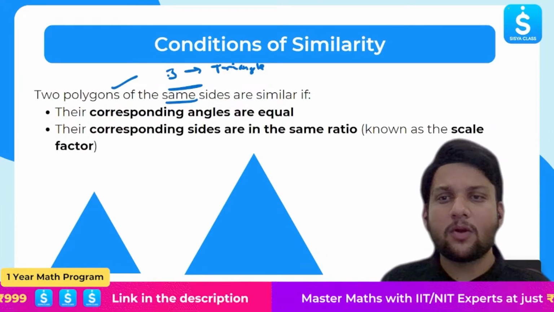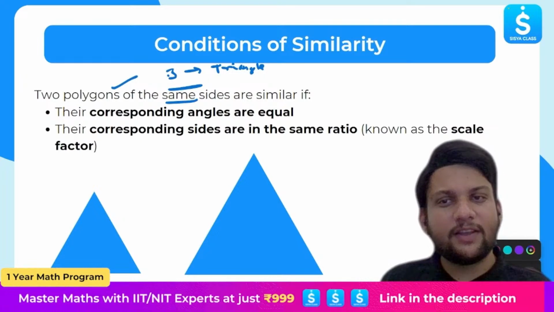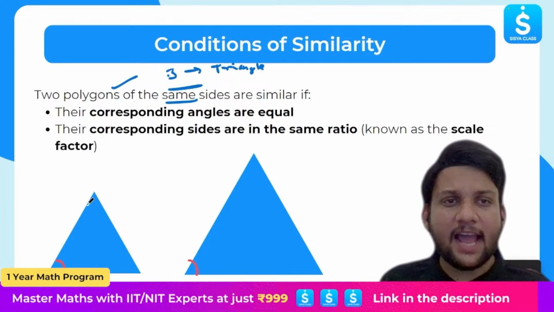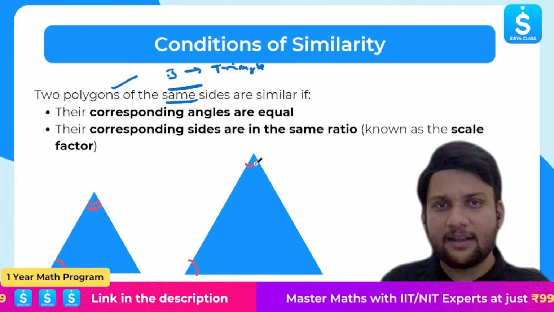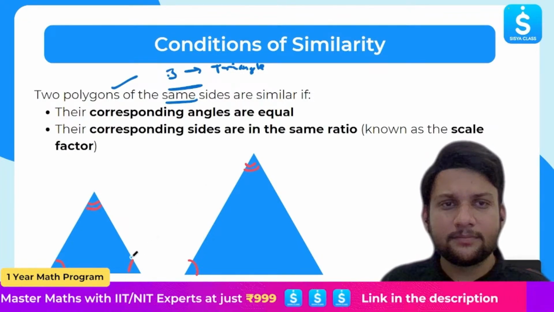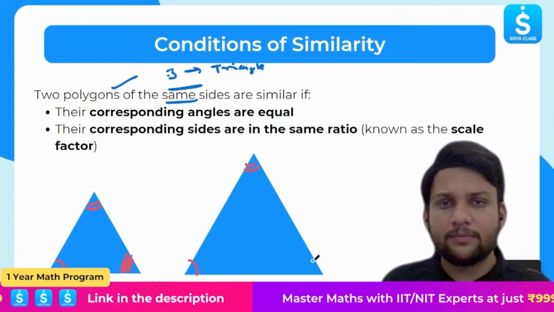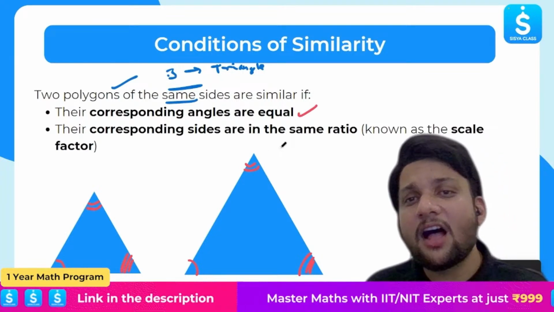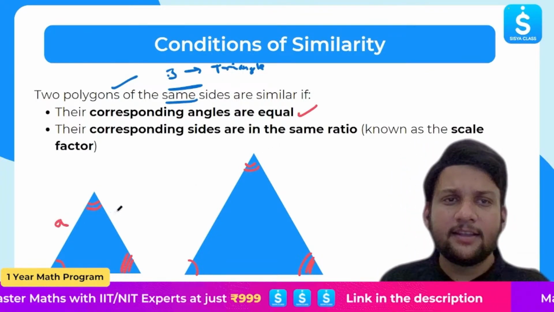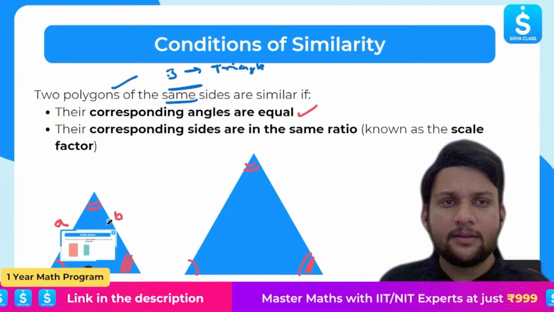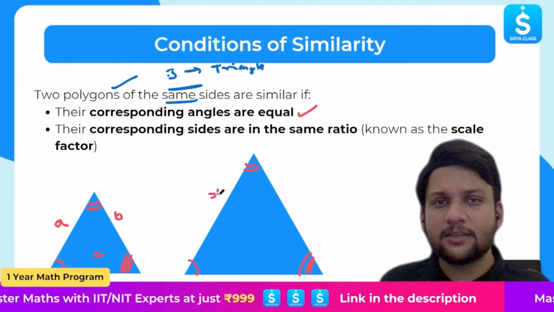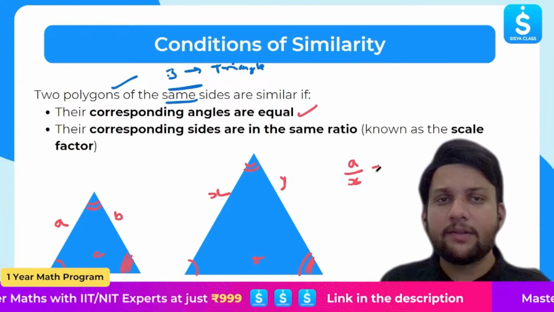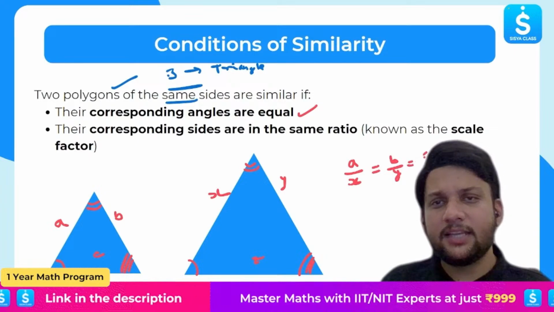Now, what do I mean by corresponding angles? Corresponding, as you know, we have studied in grade 7 also. That means this angle is equal to this angle, this angle should be equal to this angle, and this third angle should be equal to the third angle. Right. This is first, the corresponding angles are equal, and the corresponding sides are in the same ratio. So suppose this is A, this is B, this is C, and this is, let's say, X, Y, and Z, then what is the condition? A over X should be equal to B over Y, should be equal to C over Z.